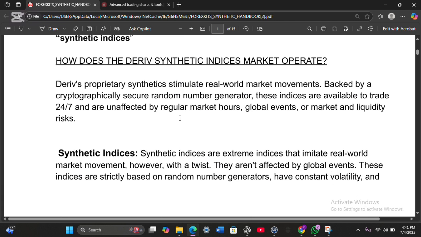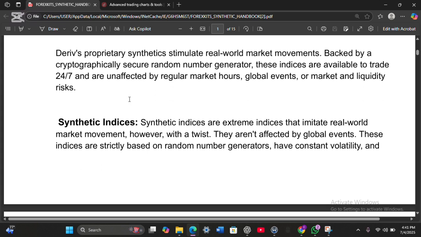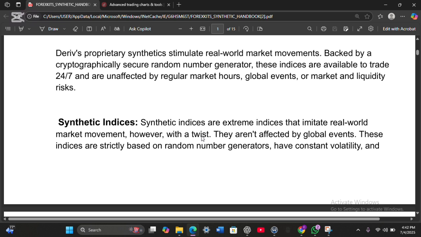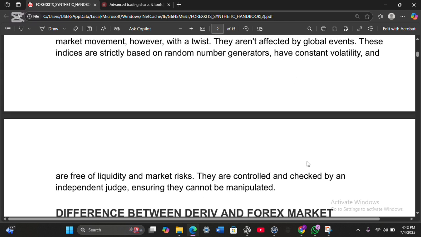I'm going to go on with telling you that synthetic indices are different from other types of markets. They have some differences with the other types of markets. The synthetic indices imitate the real world, as I've said earlier. However, there's a twist. They are not affected by global events, and these indices are strictly based on random number generators. They have constant volatilities and are free of liquidity and market risk. They are controlled and checked by an independent judge, ensuring that they cannot be manipulated.